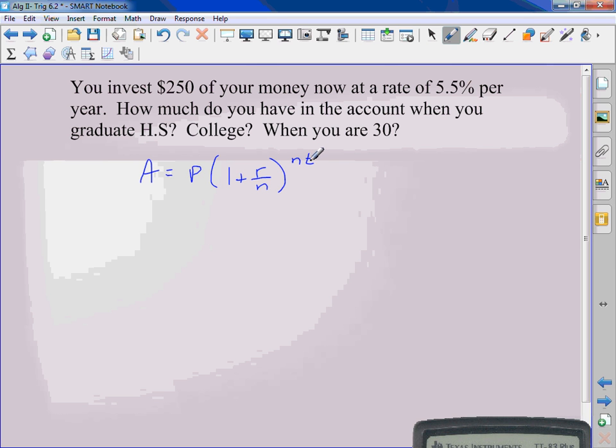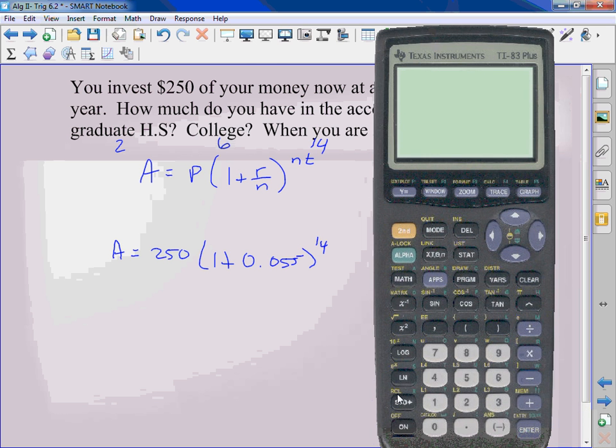And T means time. So when we went through, most of you will graduate in 2 years high school, 6 years college, and we said 14, so when you're 30. Just to do this one real quick, A is I invest $250. 1 plus, my rate is 5.5, so it's 0.055, and it's 14. I put it in the calculator.